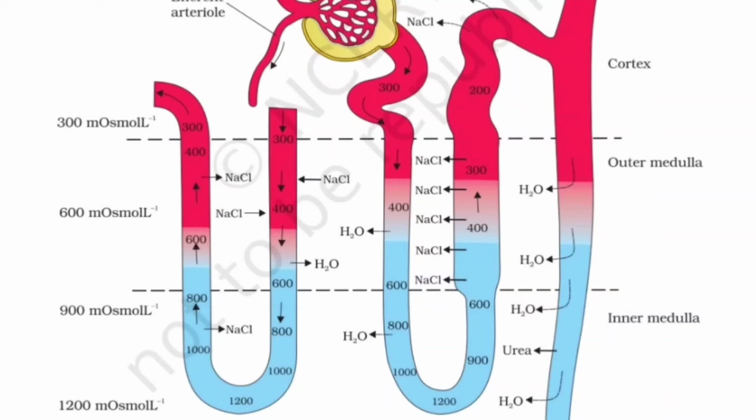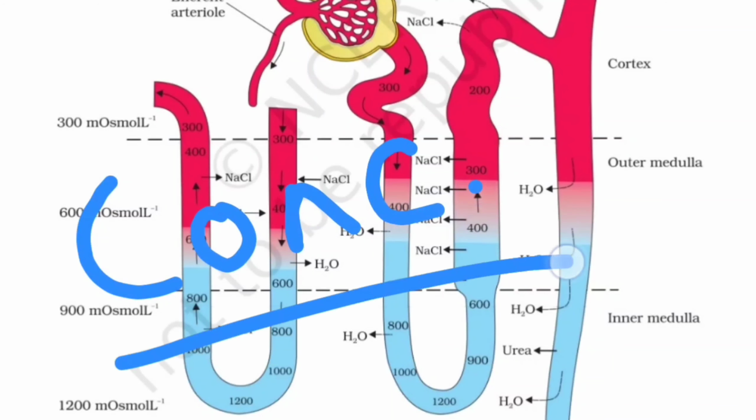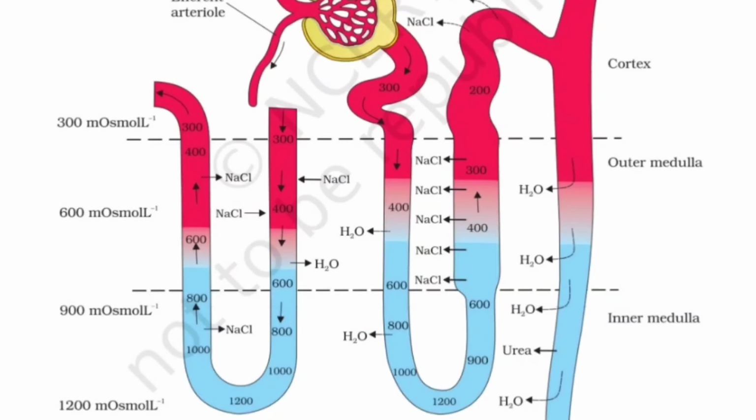So here, whenever the DCT has passed all its filtrate, in the starting portion of the collecting duct we have the concentration as 300 milliosmol, but as the filtrate is passed in the forward direction, more and more water is getting reabsorbed into the interstitium, and our urine becomes more and more concentrated. And a little amount of urea is also reabsorbed here.